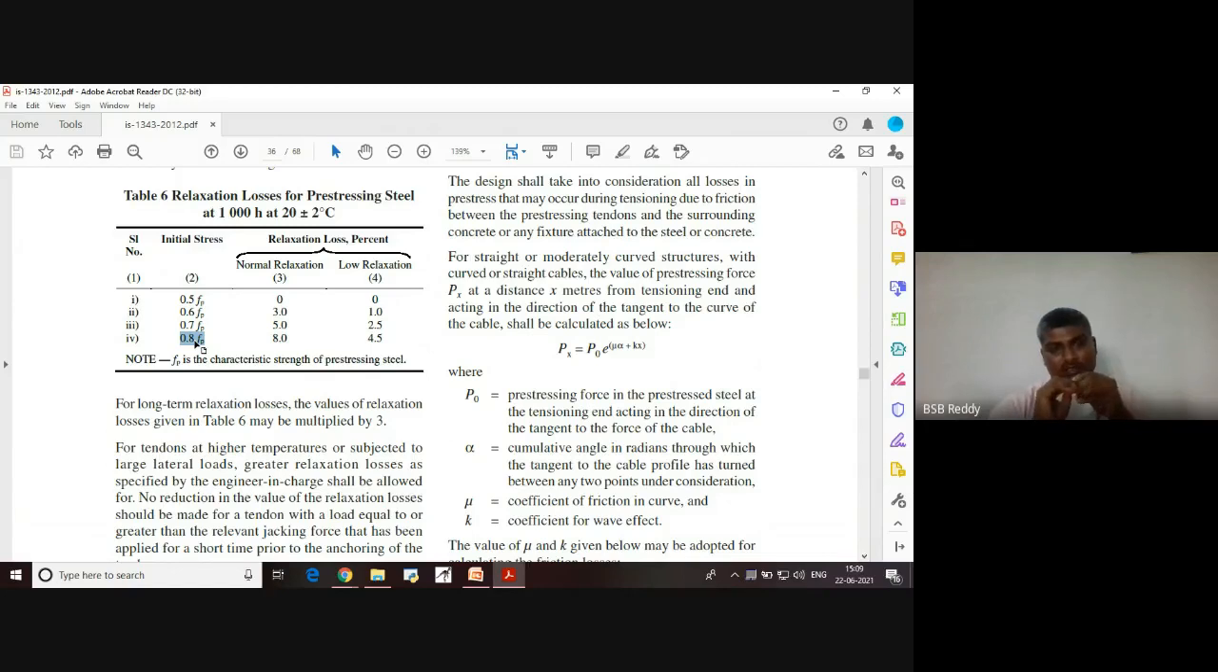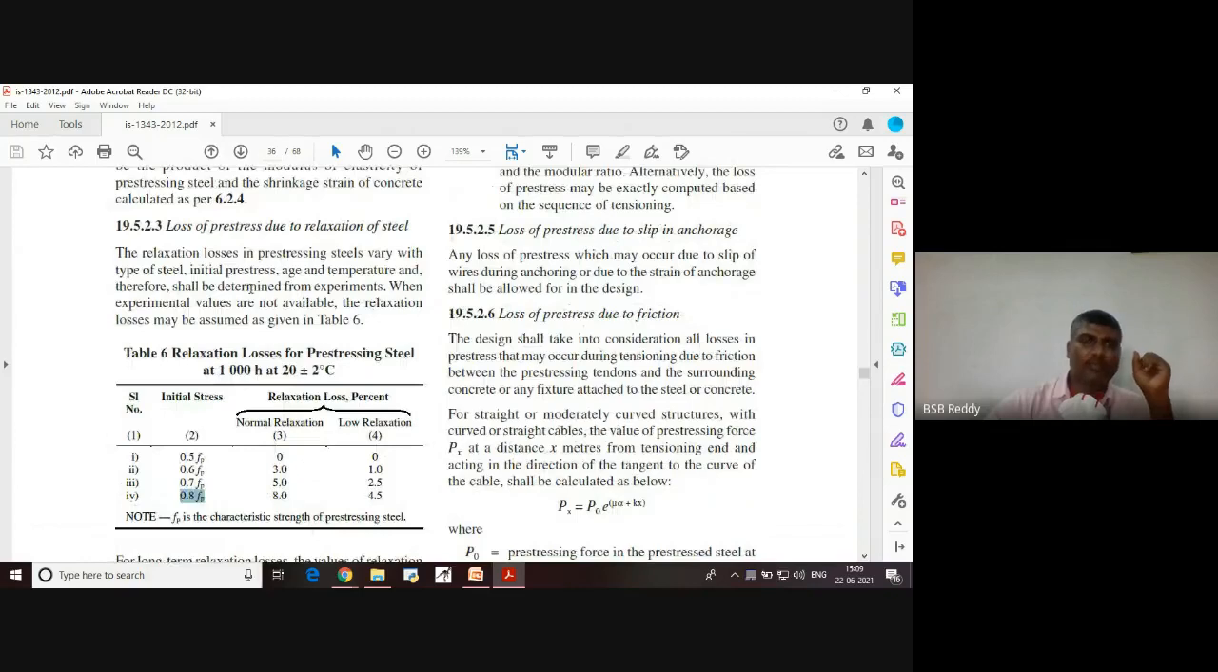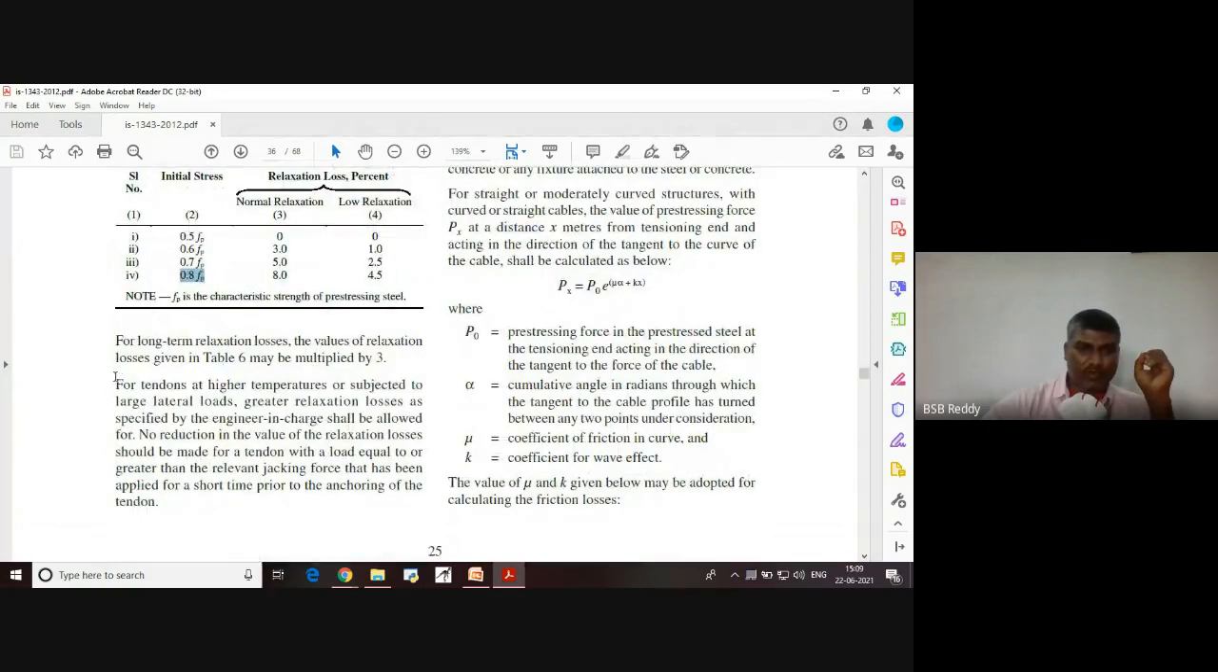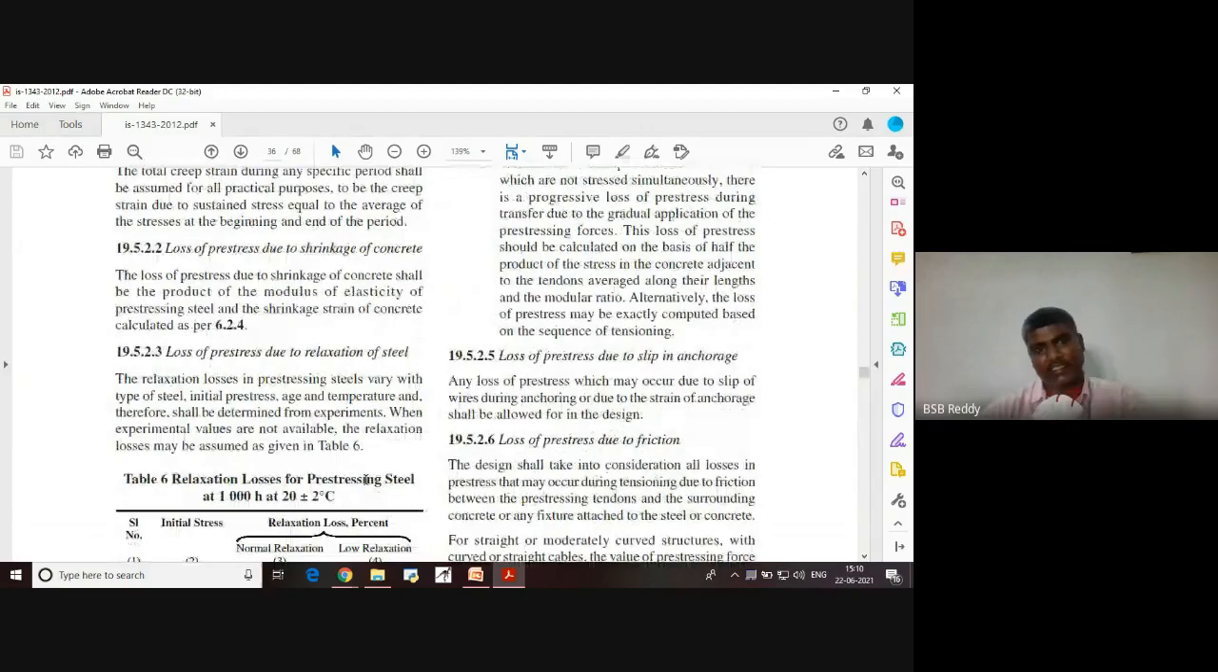So this is how to read the tabular values given in IS code. Okay, and you have some more notes mentioned here that also can be gone through wherever it is necessary. Okay, so reading the IS code is always of first priority. When you are designing any such members, you shall follow the IS code in total, right?